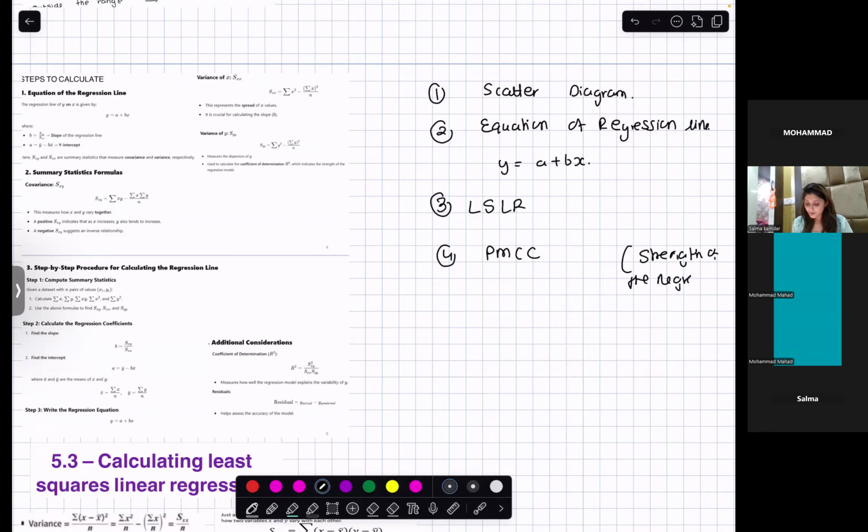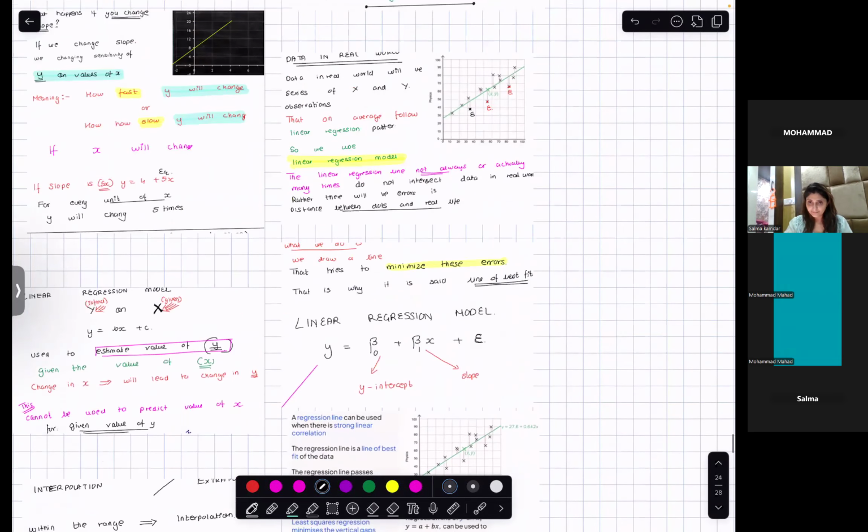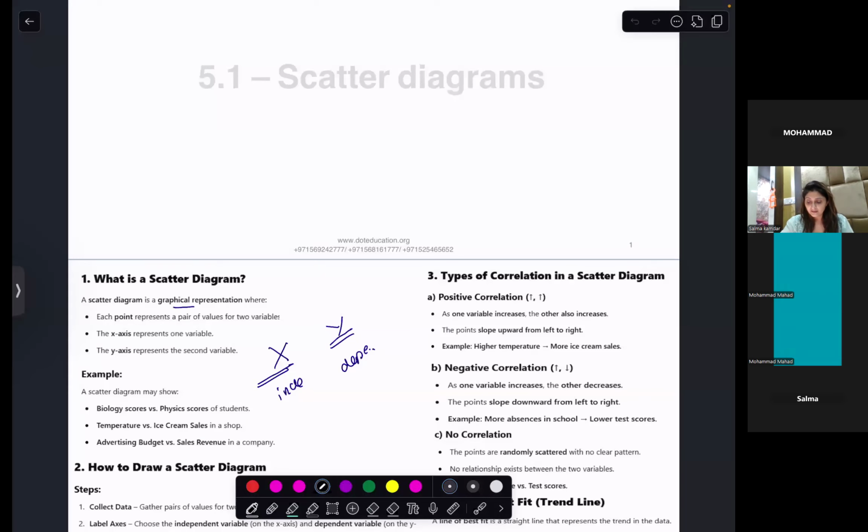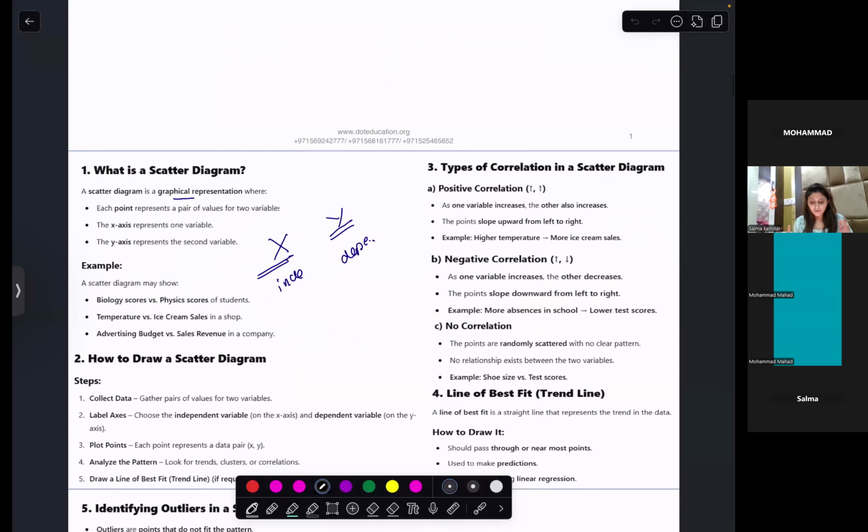So what is correlation and regression basically? Correlation and regression tells us that we have two distinct variables, x and y. Are those variables related to each other, or are those variables dependent on each other? To know whether those variables are dependent on each other or not, we prepare a scatter diagram.